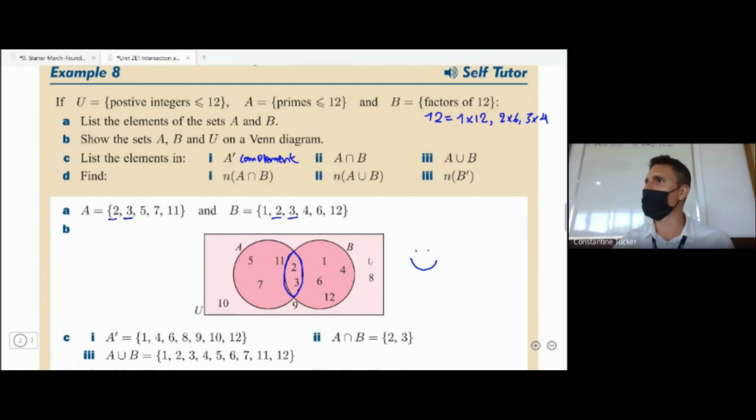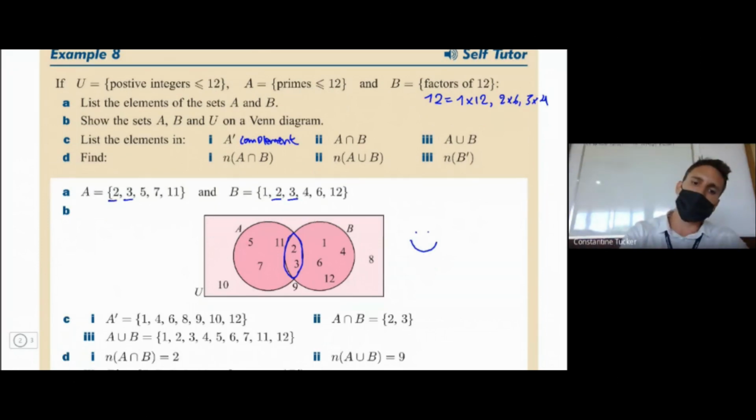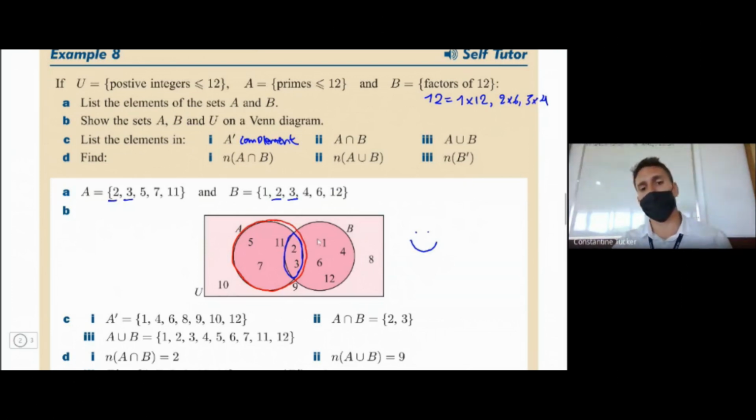Classic mistake. Remember, anything outside A is anything outside this red circle. So we don't really care if it's inside another circle. Yes, so it is 1, 4, 6, 12, 8, 9, 10. All of these numbers are outside the circle of A.